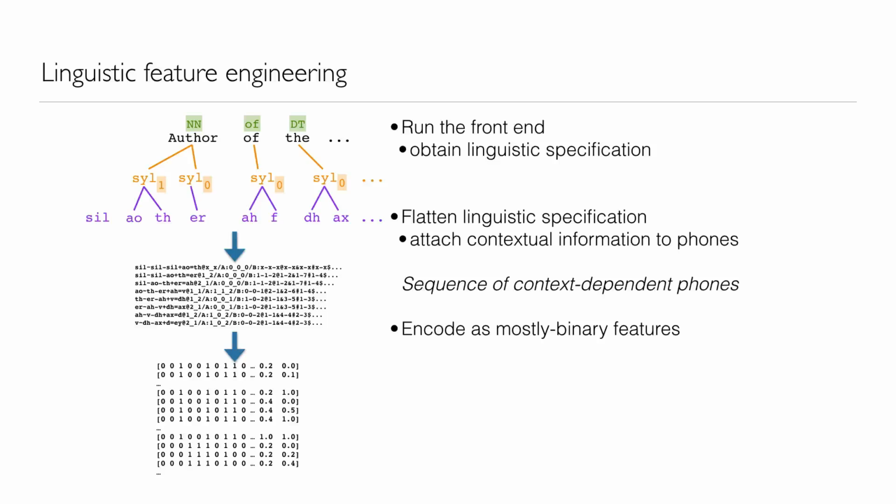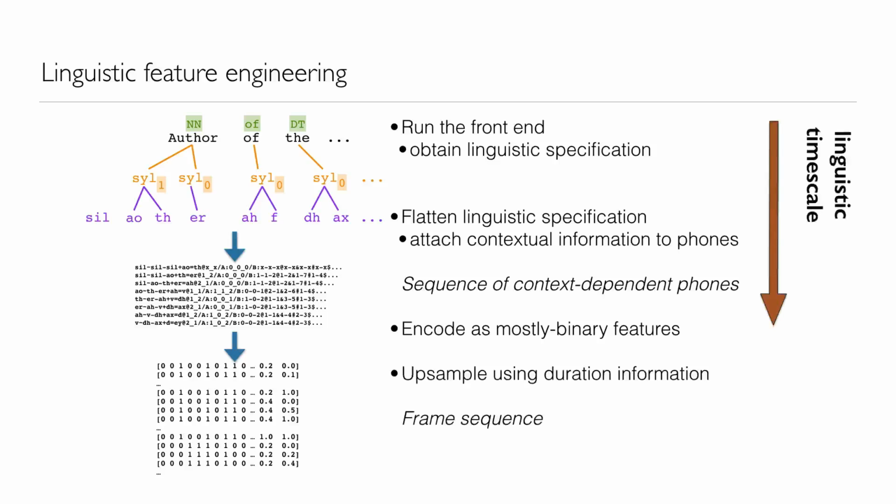Initially, the context-dependent phones will be on the linguistic time scale, and we need to upsample them using the duration information from an external duration model, and we get a frame sequence, as you can see on the left-hand side, the down block. This is at a fixed frame rate, so the linguistic time scale will be at the phone level, whereas the input to the neural network training will be at a fixed frame rate after converting to a sequence of context-dependent vectors.